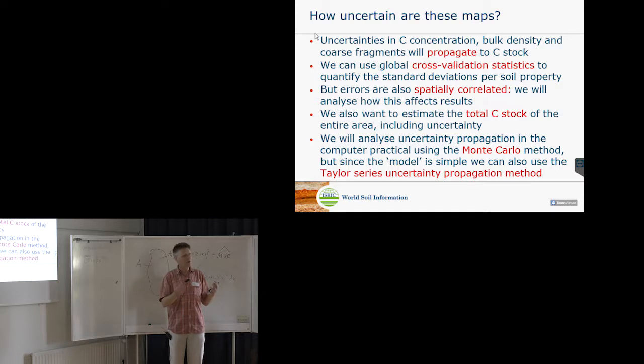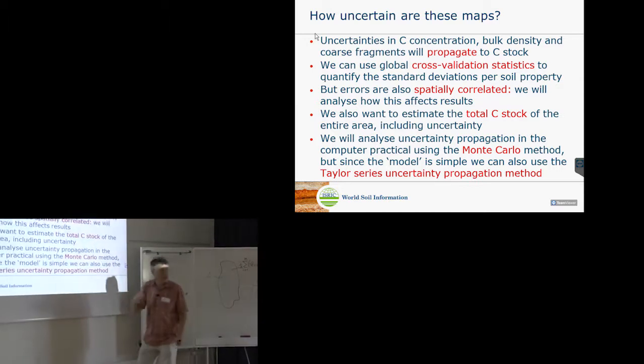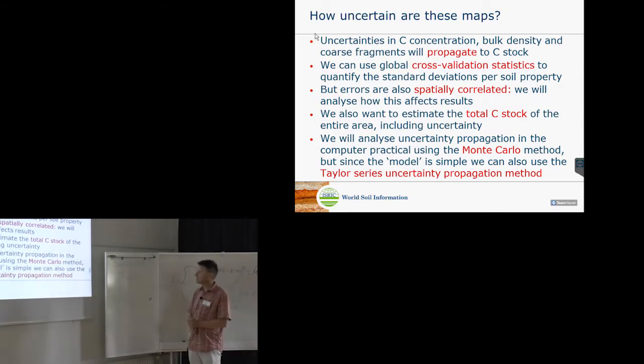So we will use those summary measures based on cross-validation. How accurate on average is the carbon concentration map? How accurate on average is the bulk density map? We characterize our uncertainty with probability distributions. And we also want to look at how the spatial correlation in those errors influences our results. Does it affect them? Yes or no? You will figure it out during the computer practical, and then when we do the feedback, we'll try to interpret why you got the results that you got.